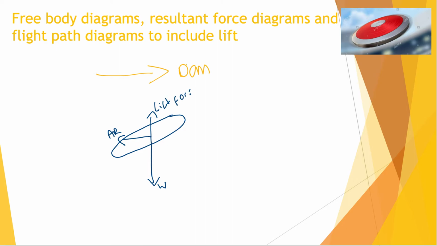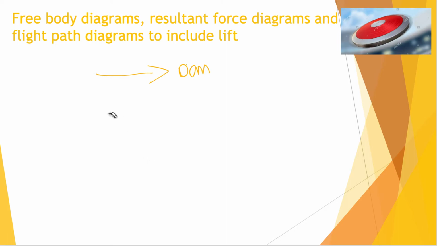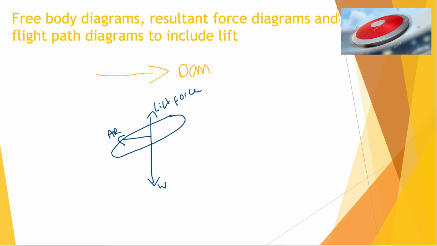Okay. So this is my free body diagram now for a discus. So I've got weight, which is bigger than air resistance, but I've also got lift. Okay. So that's a free body diagram. Now I'm going to draw a resultant force diagram. Let's draw it next to it.